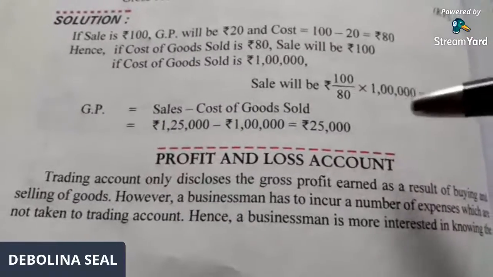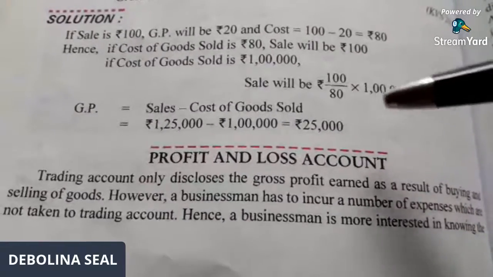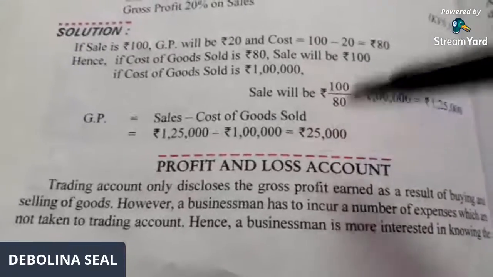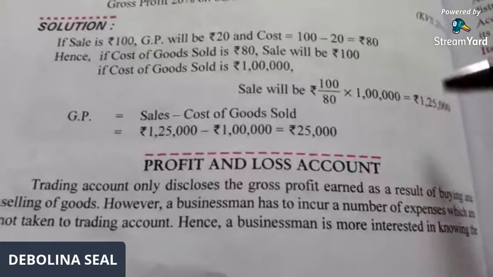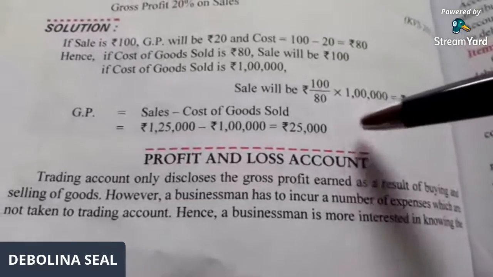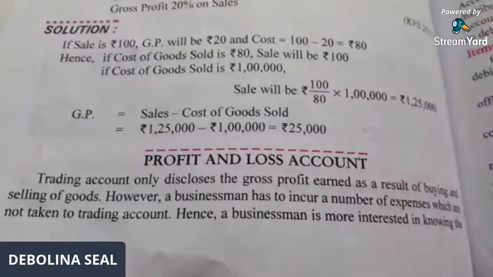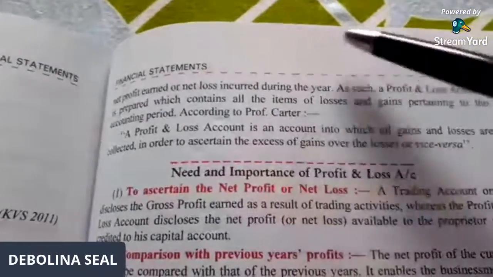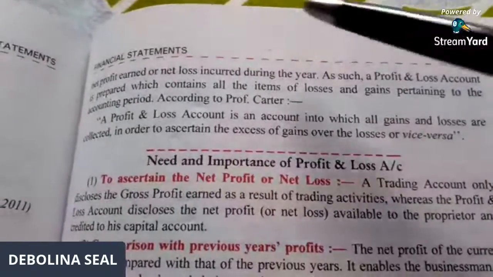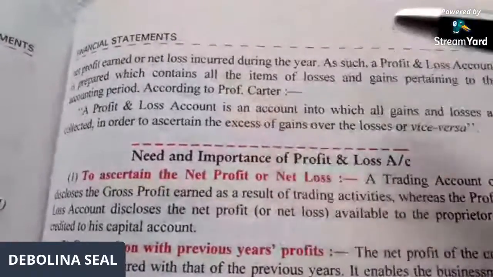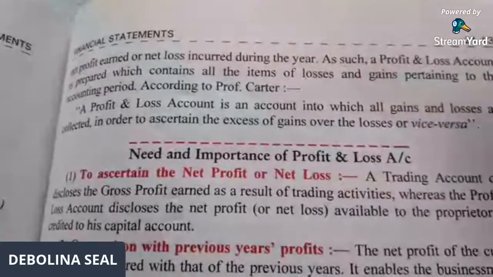What is the basic idea for preparing the profit and loss account? After the trading account discloses your gross profit, a businessman has to incur a lot of expenses. What are those expenses? They are known as indirect expenses. So the profit and loss account is prepared for those expenses incurred.